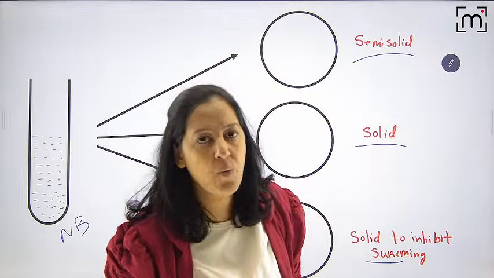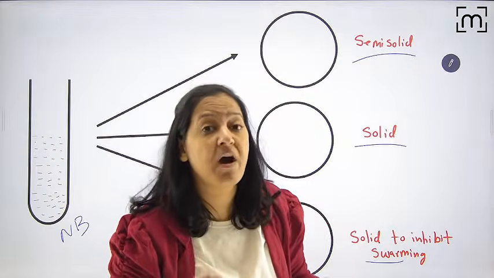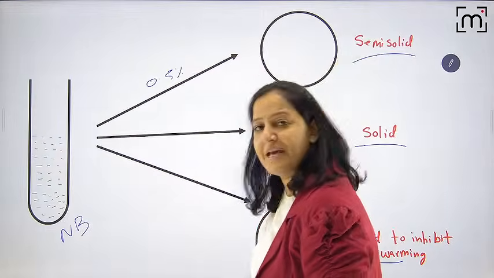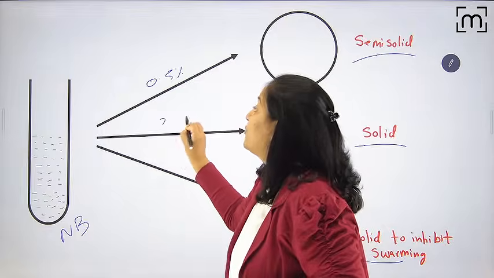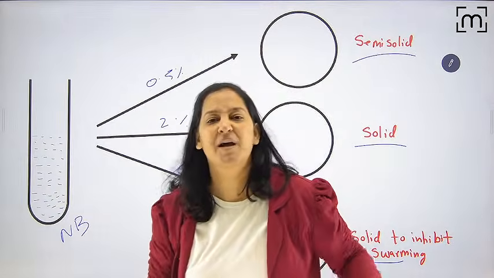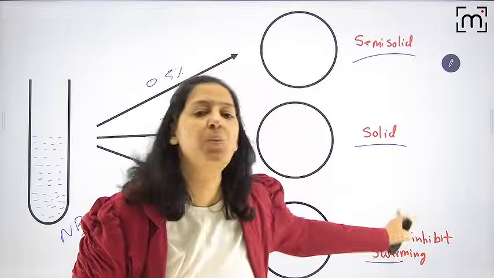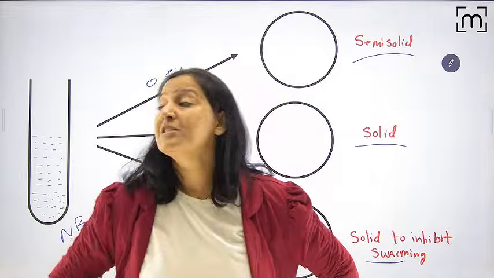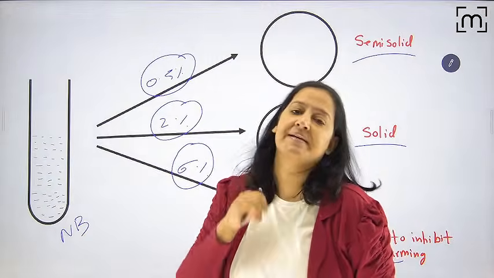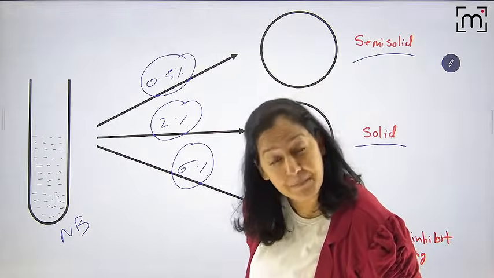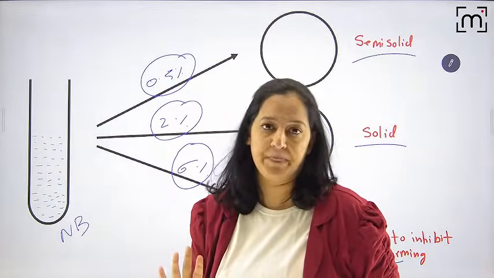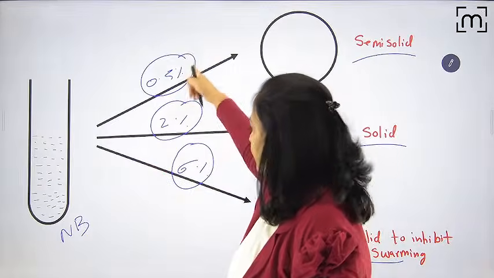How much solidification you want depends on the percentage of agar you are adding. If you add just 0.5% agar, it becomes semi-solid. If you add 2% agar, it becomes solid. And if you add 6% agar, it becomes stony solid, so even the swarming is inhibited. Got my point? Please learn these 3 percentages, on which you get questions in your exam. Mind it, because it's important. It's already a PYQ. So learn the percentages.